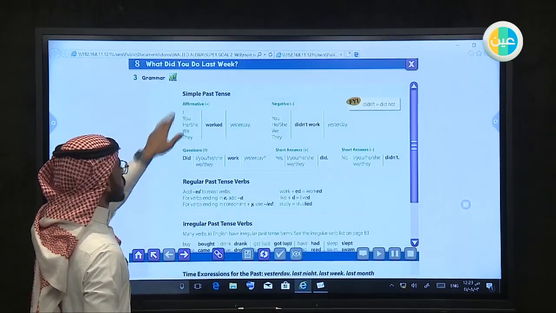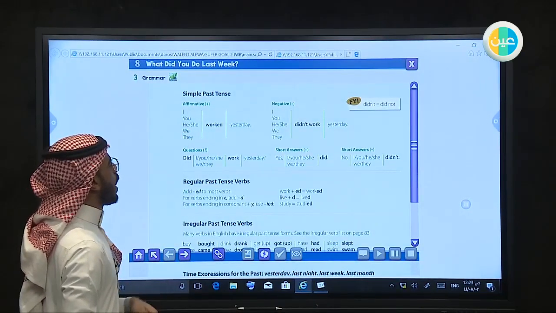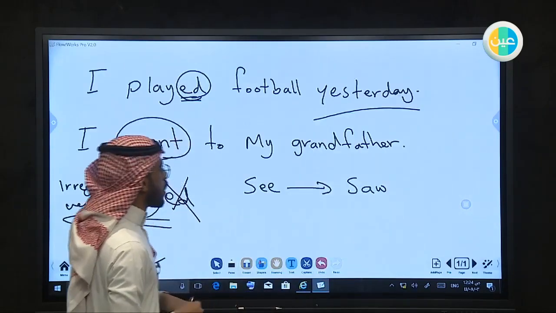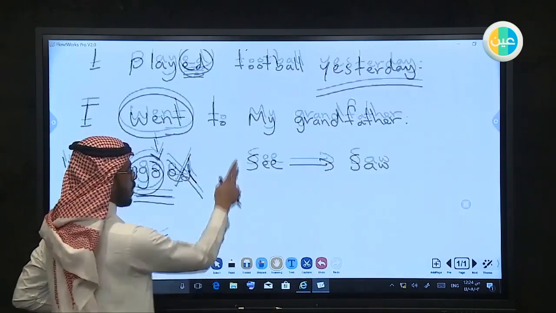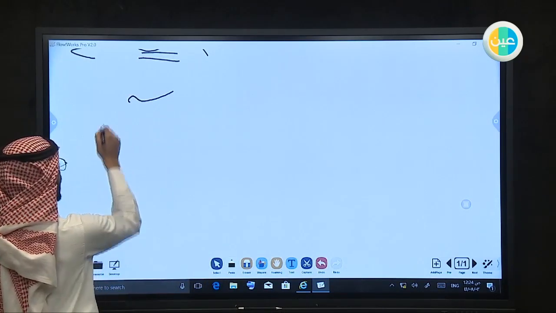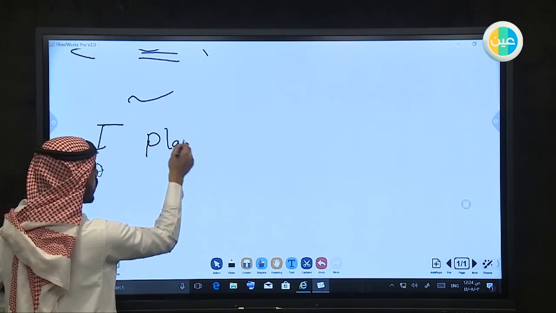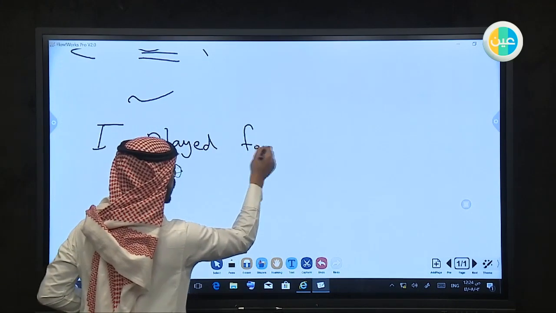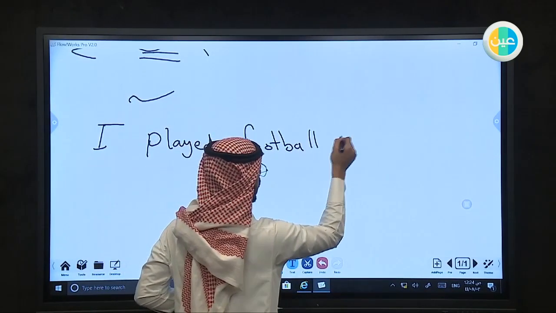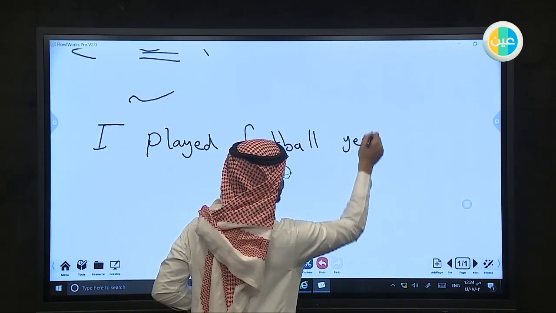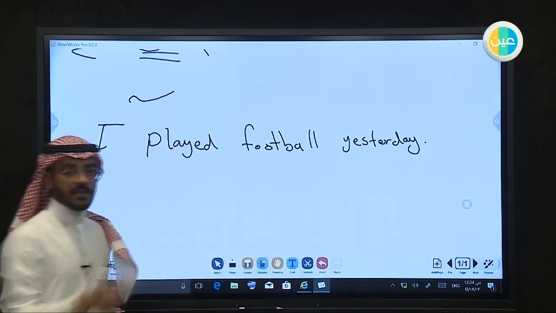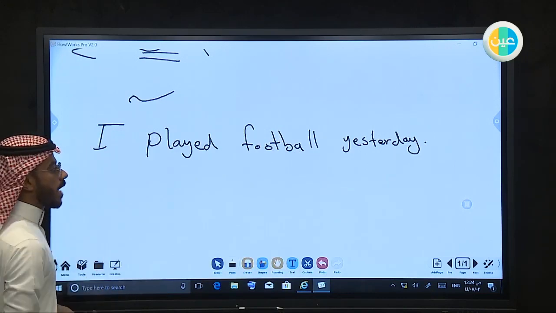Simple past tense. We have simple past, affirmative and negative. I will tell you something about this verb. Okay, for example, I played football yesterday, بالأمس. Okay, this is affirmative sentence. جملة مثبتة. How can I make it to negative?